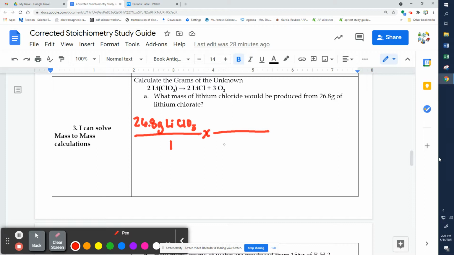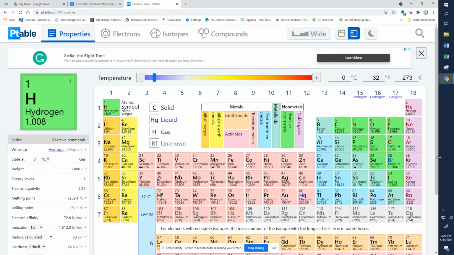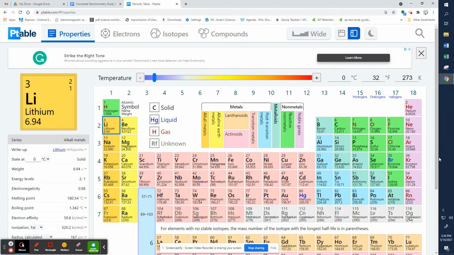On the bottom in our next step is our molar mass. In order to figure that out, we're going to add lithium plus chlorine plus 3 oxygens. Some of these I just have memorized. These are all found on the periodic table. Lithium is 6.94. Chlorine is 35.45. Oxygen is 16.